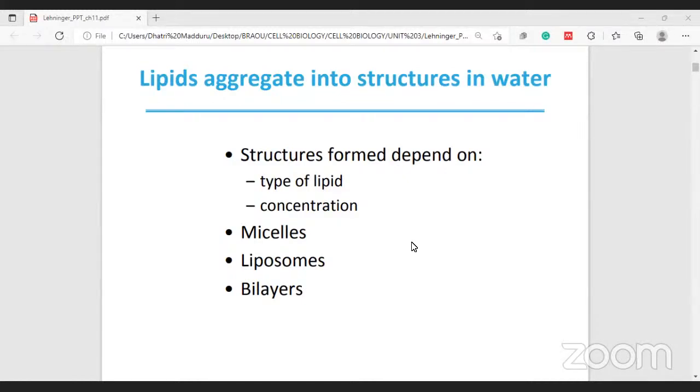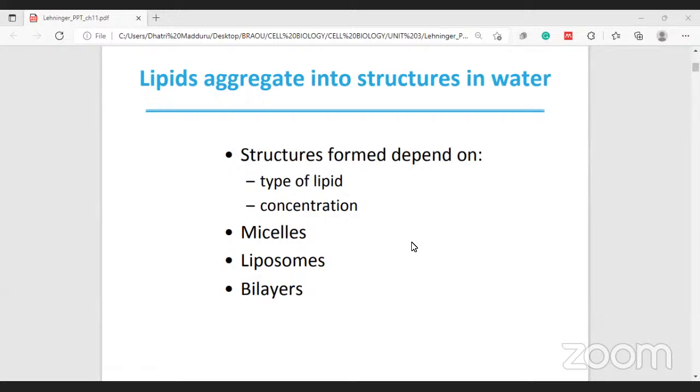Thank you. So today we will be discussing cell membranes, especially the plasma membrane. That is the main membrane which surrounds the cell. Before going into the topic, first we will look into how lipids aggregate. Lipids are non-soluble in water, so that we all know. When added in water, they will form aggregates.